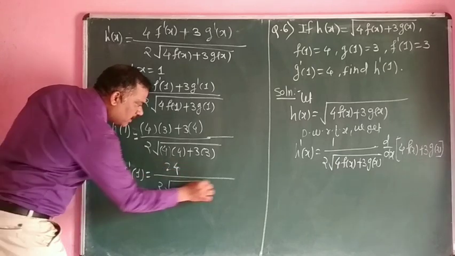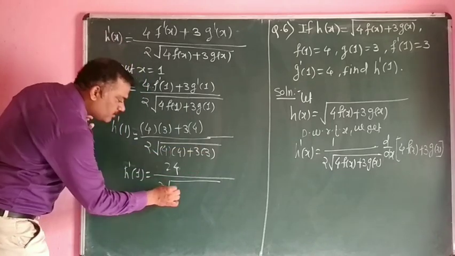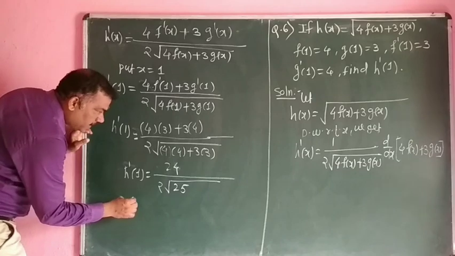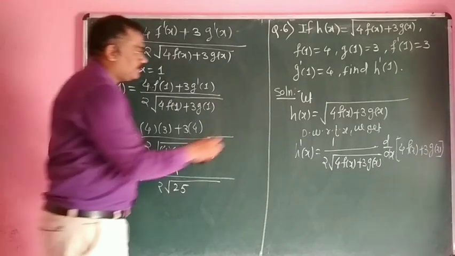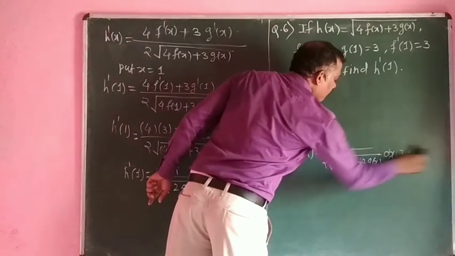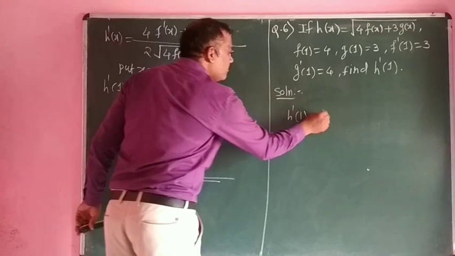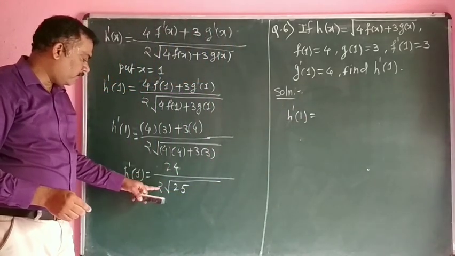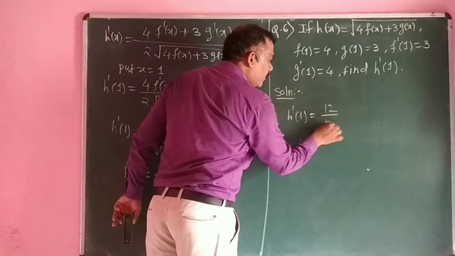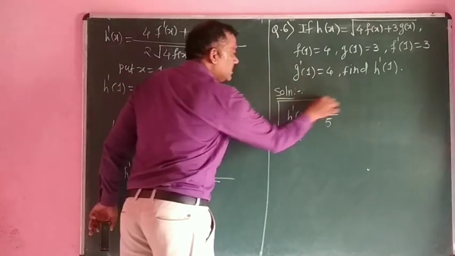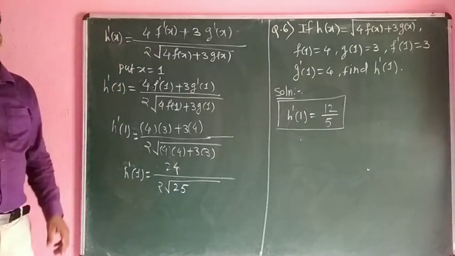Divided by 2 times under square root of 4 4s are 16, 3 3s are 9, 16 plus 9, that is 25. That is h dash of 1 is equal to 24 divided by 2, that is nothing but the 12, and square root of 25 is nothing but the 5. That is h dash of 1 is equal to 12 by 5, which is the required answer.